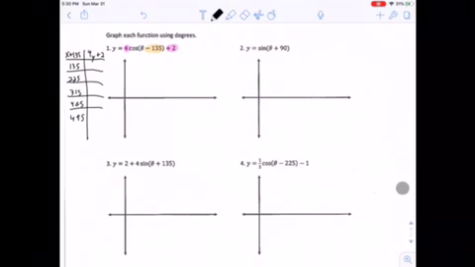1 times 4 is 4, plus 2 is 6. 0 times 4 is 0, plus 2 is 2. Negative 1 times 4 is negative 4, plus 2 is negative 2. And then the rest should look like you're going out the other side. So now, set your scale. We go 135 right here. It's going to go all the way to 495. Halfway between is 315. Halfway between is 225. And halfway between is 405.